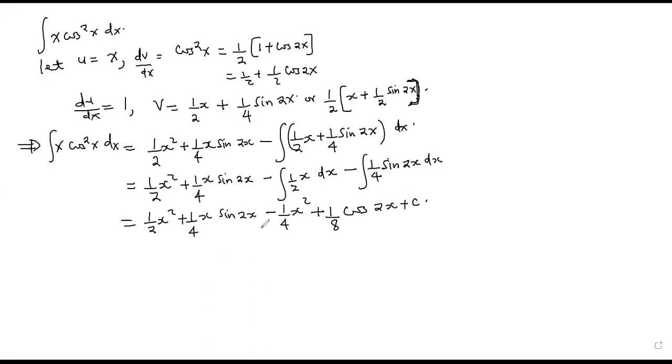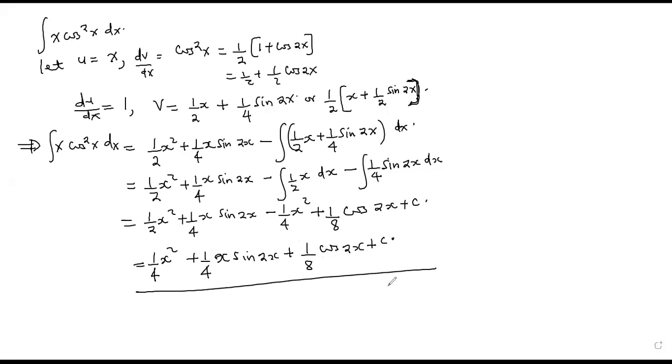A half x squared minus a quarter x squared, a half x squared minus a quarter, you remain with another quarter. So it is going to be a quarter x squared plus a quarter x sine 2x, then plus 1/8 of cos twice x plus a constant of integration. As simple as this. The table technique also brings it clear.